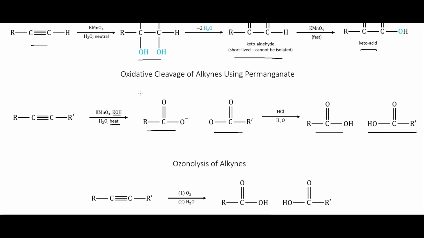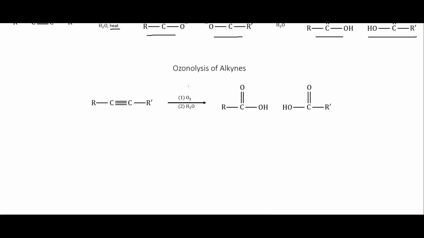And just like with our alkenes, we can also do this with ozone and this ozonolysis of alkynes here. So again, the reaction mechanism is going to be the same as for the alkenes. It'll just happen twice. And so we go from an alkyne here to 2 carboxylic acids by adding first ozone, then in a second step we add water so that we will then protonate these things.